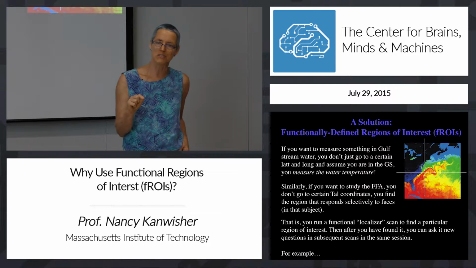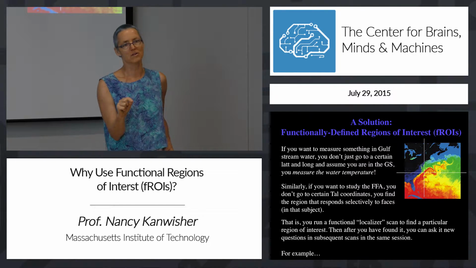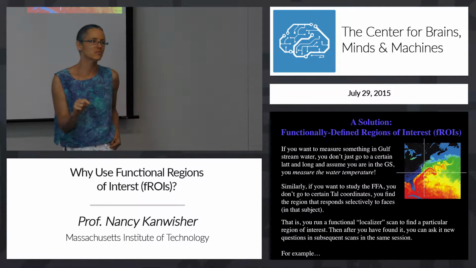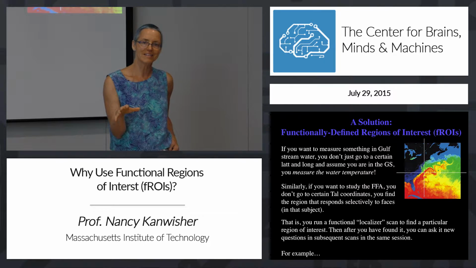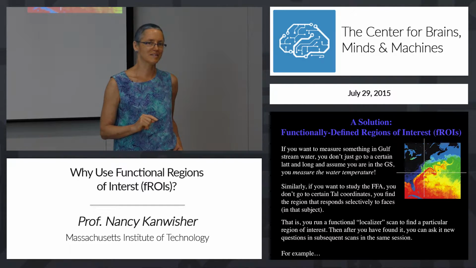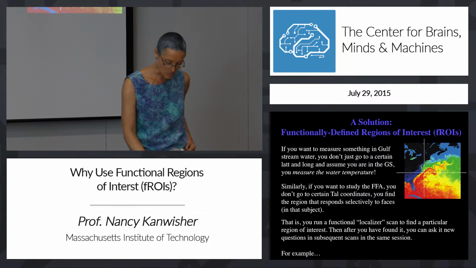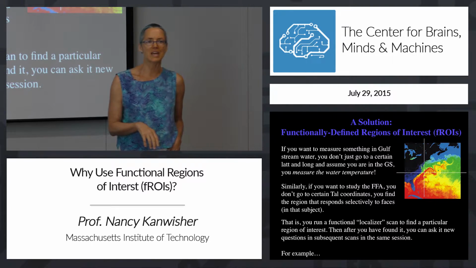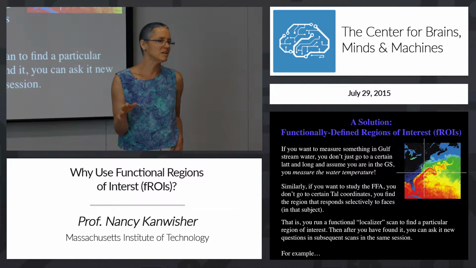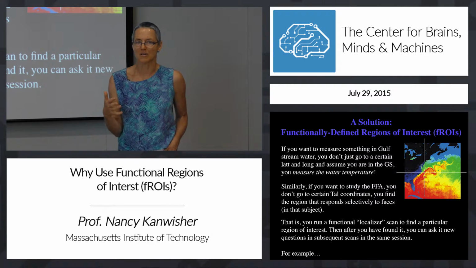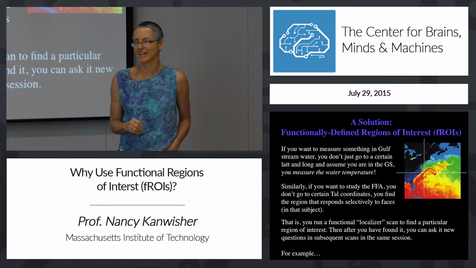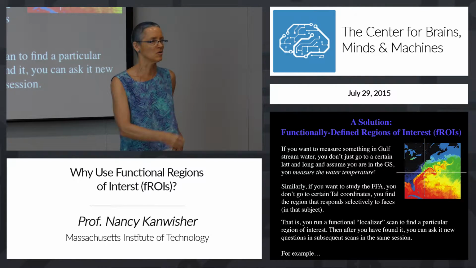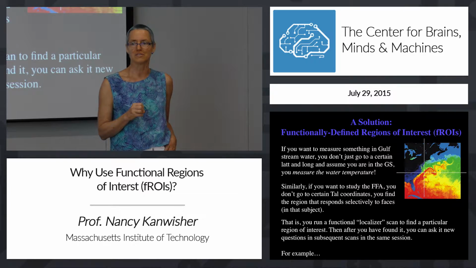You want to study a face region, you don't go to a particular set of coordinates defined in Talairach or MNI numbers. You look in that vicinity and you see if that region is face selective. The way you do that is you run a functional localizer scan. You just take 5-10 minutes, scan a bunch of subjects on faces and objects, find the bit that's face selective in that subject. Write down those coordinates. Now you know where it is. Now you can ask it more interesting questions.